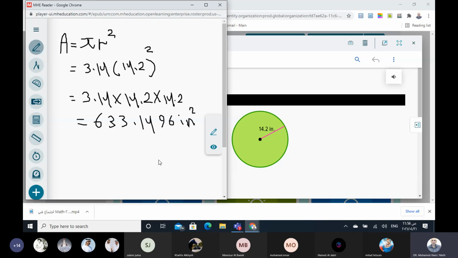Who has any question here? Sir, why did you multiply it by two? Why did you put 14.2 twice? Because here we have squared. What's the meaning of squared? What's the meaning of times one and two? Sir, how did you know that they're squared? From the formula, r squared. Okay.